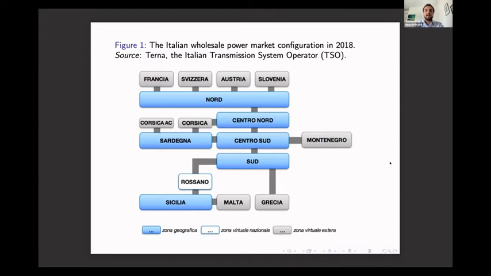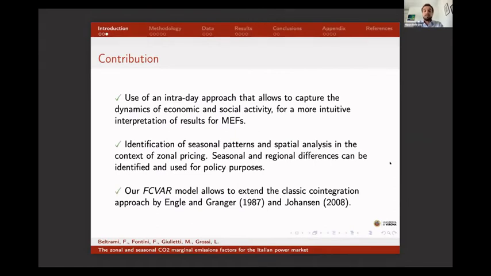So there's a high level of heterogeneity within the Italian electricity market. And beyond this, we contribute to the literature on marginal emission factors by using an intraday approach, so by taking our time series variables in a subsequent way, and this allows to capture the shocks from the economic and social activity. And these regional differences, and this is the main takeaway message of this paper, must be exploited for policy purposes.